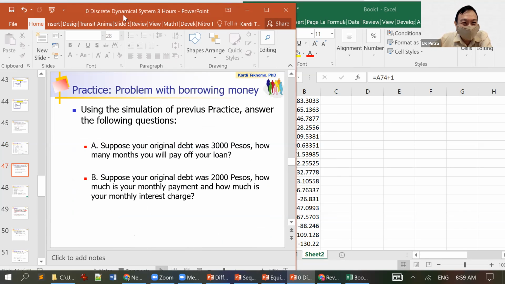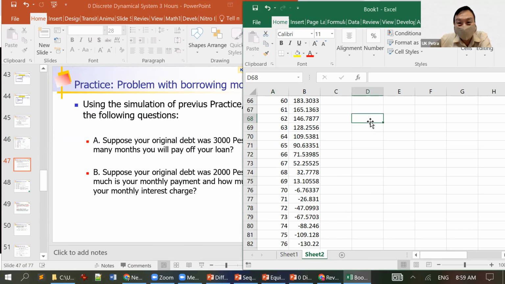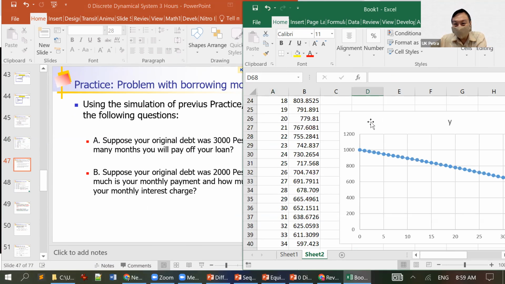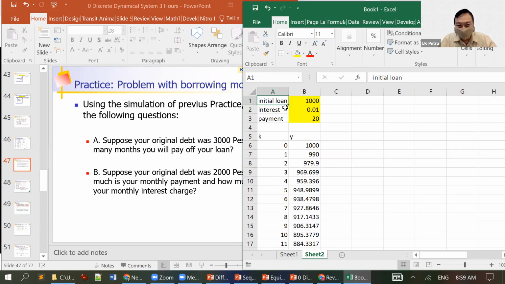Oh, this is interesting. What will happen if your original debt instead of 1,000 now becomes 3,000? What will happen? Oh, can you plot?